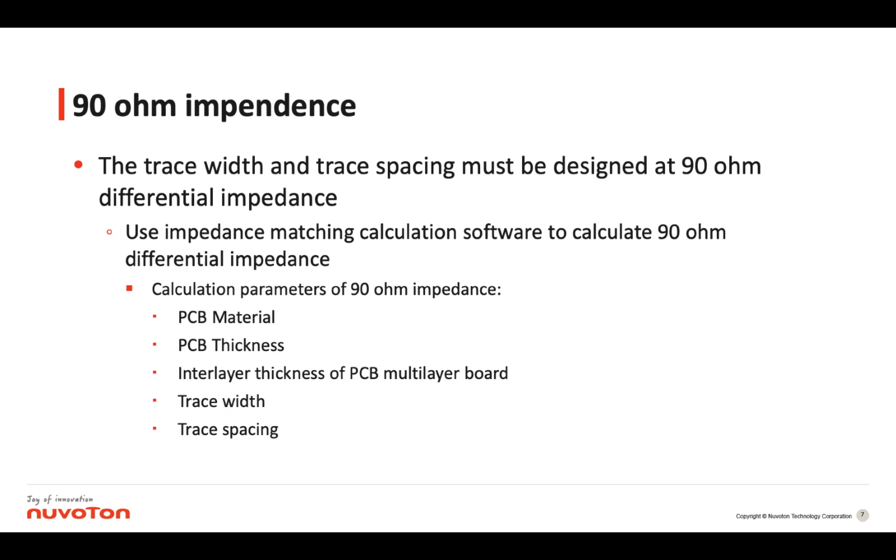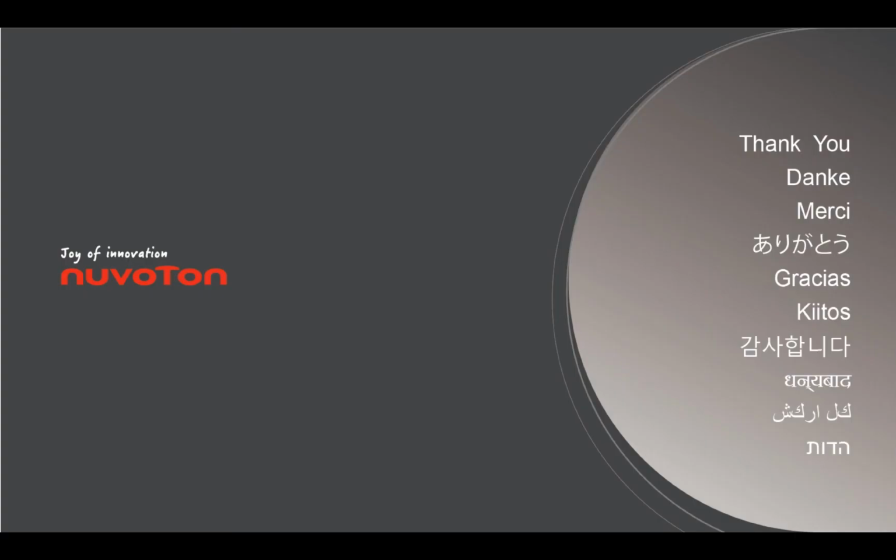Finally, once the PCB has been produced, we can ask the manufacturer to test whether the differential impedance has reached 90 ohms or not. So, this is the introduction of the USB PCB layout.